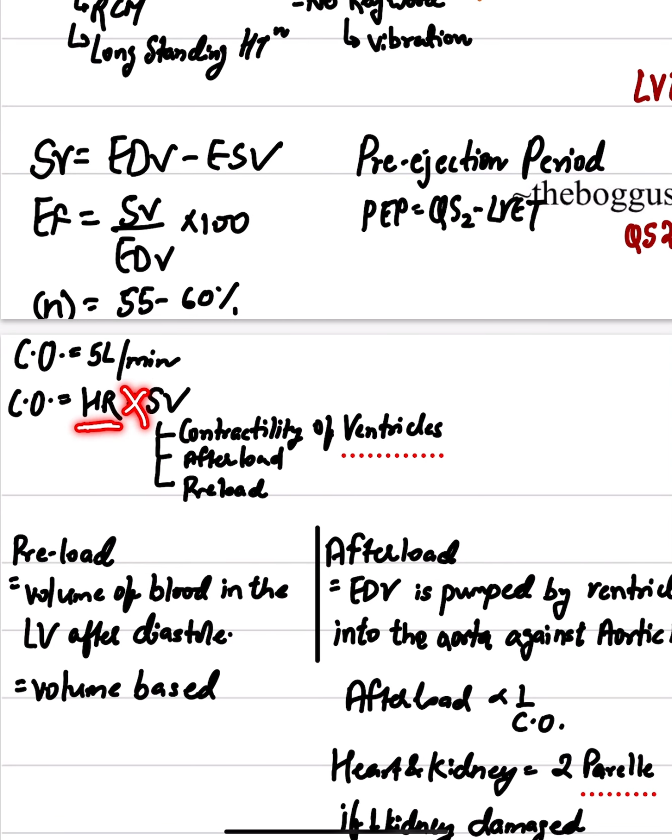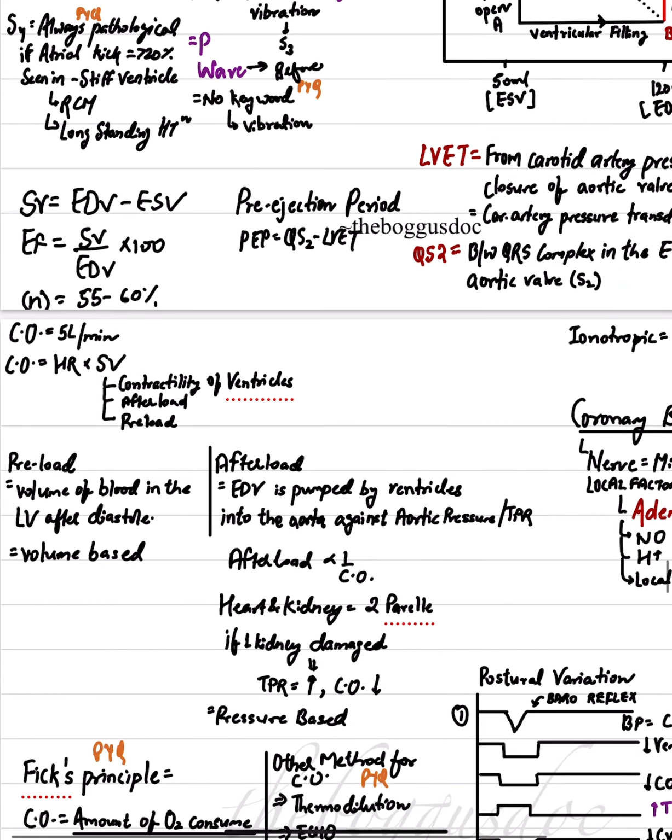Cardiac output is heart rate into stroke volume. Stroke volume is dependent on the contractility of the ventricle. What is preload and what is afterload?